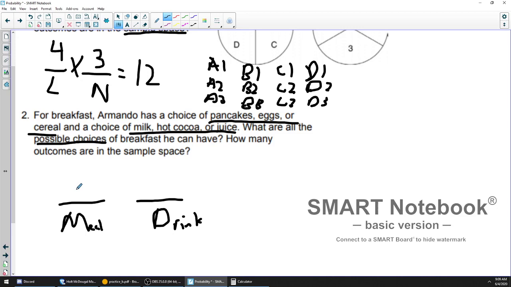How many choices does he have for a meal? Pancakes, eggs, or cereal? That's 3. How many choices does he have for a drink? Milk, hot cocoa, juice? 3. And just like before, we're trying to figure out all the combinations. So we multiply, and we will get 9 different combinations. I don't have to write it out, but you would know it's pancake milk, pancake hot cocoa, pancake juice, etc., etc. Okay? Those are all the total outcomes for this combination.